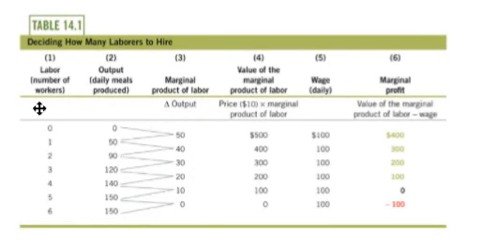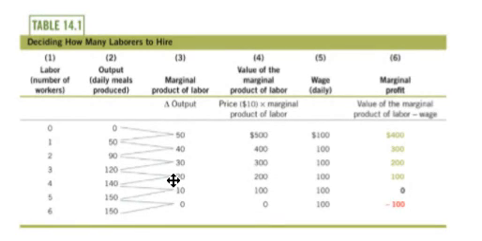So initially going from 0 to 1 workers, output would increase from 0 to 50. So the marginal product of labor, or 50 minus 0 over 1 minus 0, is 50. But then the second worker, once they're hired, output will increase to 90, meaning that their marginal product of labor is less than 50, or 40. 90 minus 50 divided by 2 minus 1. And as additional workers are hired, we see an increase in output, but a declining marginal product of labor.